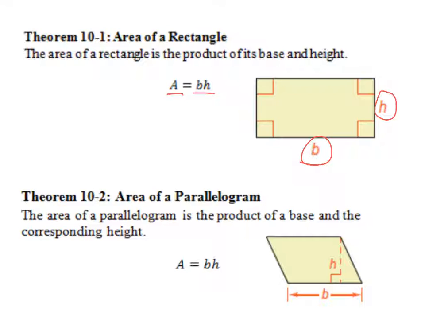Very similarly, theorem 10.2, area of a parallelogram. The area of a parallelogram is the product of the base and the corresponding height. So we have the exact same equation for both a rectangle and a parallelogram. Now the only difference is we still have the base here, but here we look for our height. So the height is not just that outside length over here, and that's not going to be it. We have to have a height that is vertical from our base.